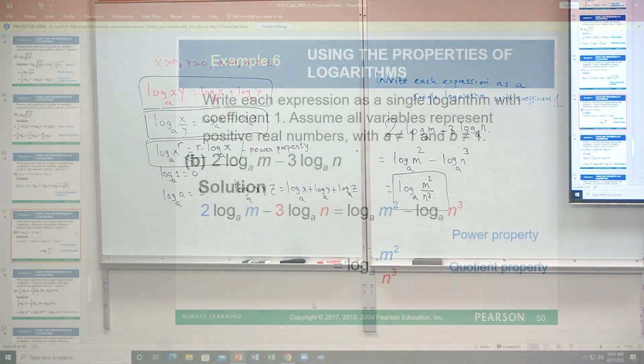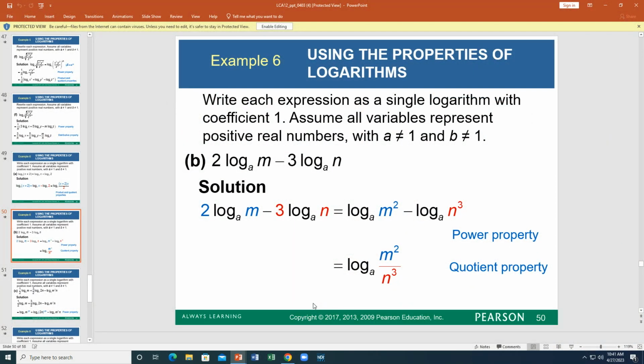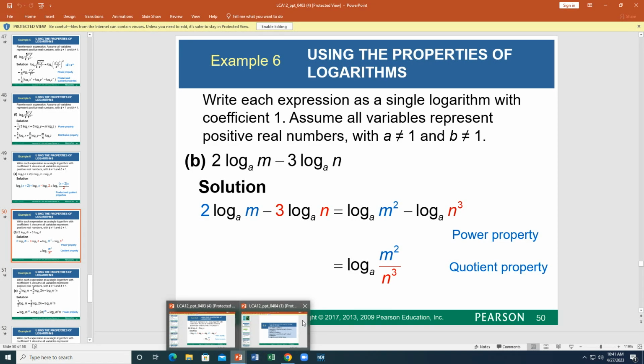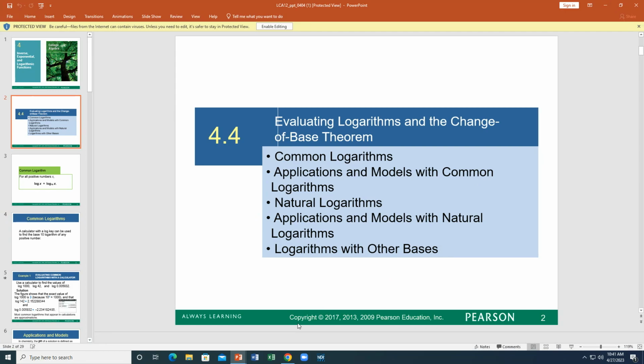I think that's all about properties of logarithms. And I want to take you to the next section, okay? So common logarithm, we will discuss common logarithm, natural logarithm, and their applications, okay?